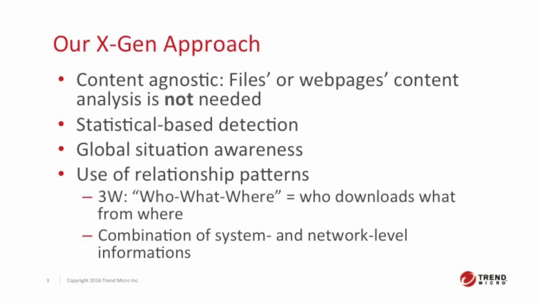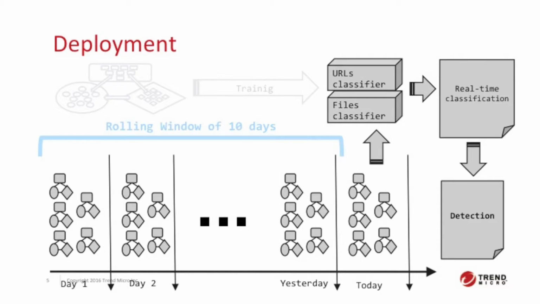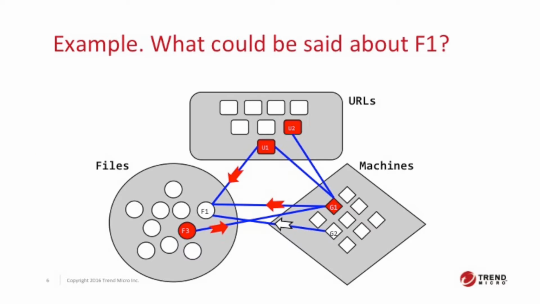To cope with this limitation, we came out with a system called CrossChain. Instead of looking at single files or single URLs to be processed, it uses statistics to do a global detection of new threats. How the system works: we keep a rolling window of 10 days. We collect data from millions of machines in real time for 10 days. And every night, we train two classifiers for doing real-time classification of new threats that are discovered in real time on new machines on a daily basis.